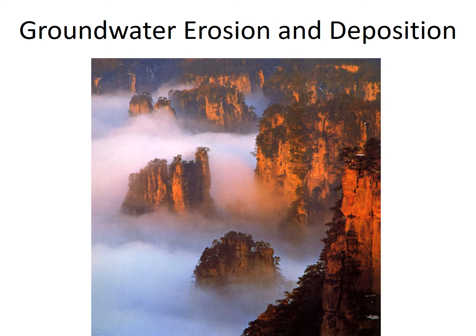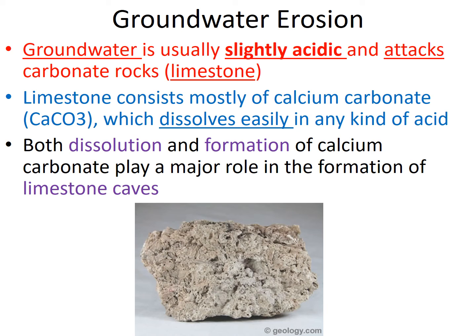So let's talk about groundwater erosion and deposition. Groundwater is slightly acidic and it attacks carbonate rocks such as limestone. Limestone consists mostly of calcium carbonate, which makes up chalk. It dissolves easily in any kind of acid, as we saw in our vinegar and chalk experiment we did in the weathering and erosion lab. Both dissolution and formation of calcium carbonate play a major role in the formation of limestone caves.